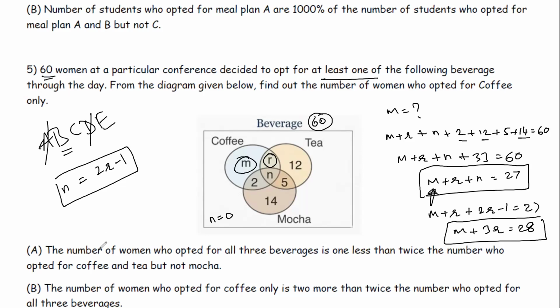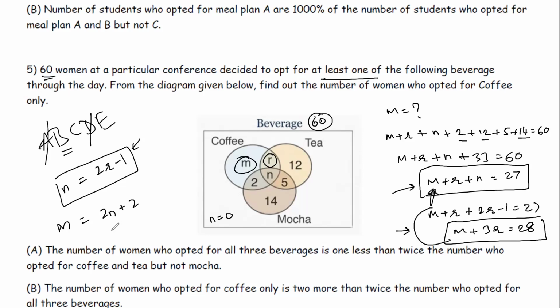Okay, right. So B statement, the number of women who opted for coffee only, that is M, is two more than twice the number who opted for all three beverages. So M is 2N plus 2. Remember, this information we got from A, and these two are also from A. Now this is from the question stem.